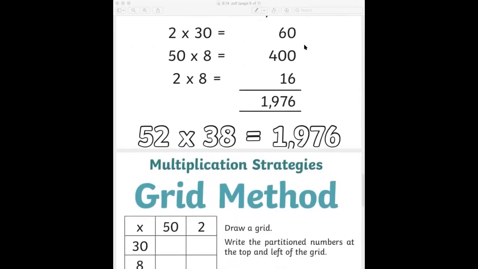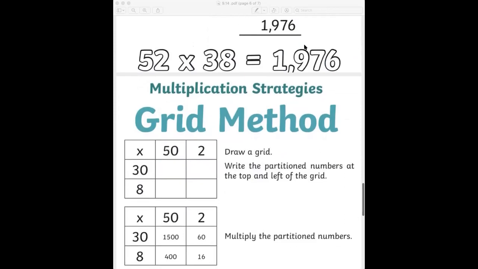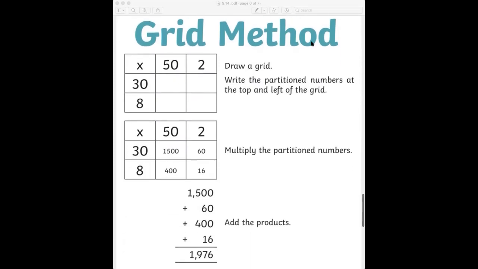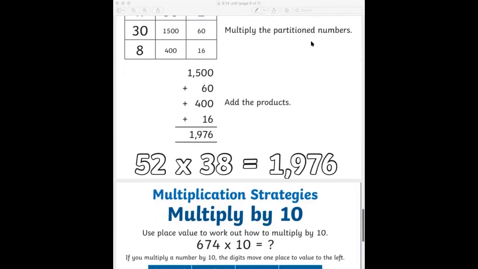Okay, so let's take a look at the other one. I can introduce the grid method. So we're still doing 52 times 38. So we can make 52 into 50 and 2, and 38 into 30 and 8. So 30 times 50 is 1500. 50 times 8 is 400. 30 times 2 is 60. 2 times 8 is 16. So the answer is adding them all together. So do you like this strategy, Ping Ping? Yep. Okay, so with this strategy, when you don't know how to do something, you still have the ability to do it.